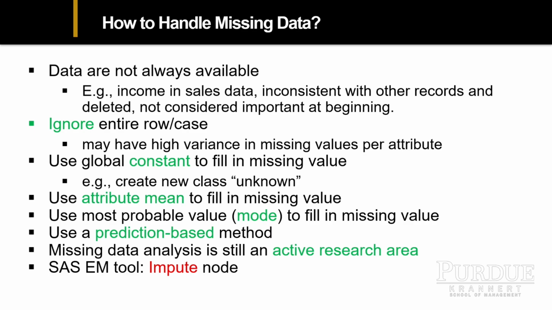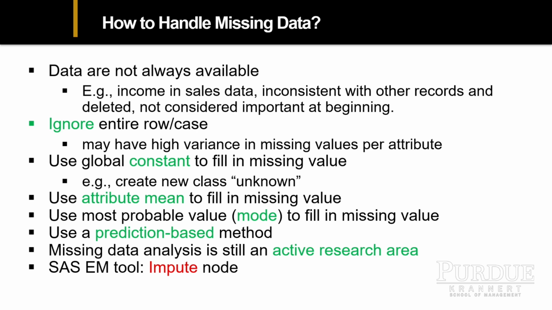Or at the beginning, we don't think a variable is important, so they don't store this variable, but later on they figure out they need it and add a new column of variable. Then any data before that time point will be treated as missing values. So there are many different ways to handle missing data.